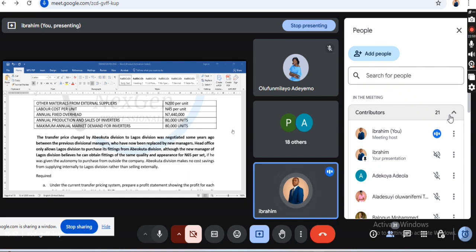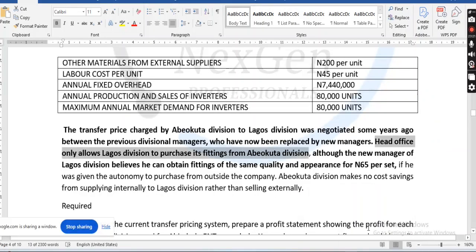Class, am I communicating? I need to confirm that. Am I communicating? Yes, yes, sir. Okay. Now, we work under the current transfer pricing policy or system.